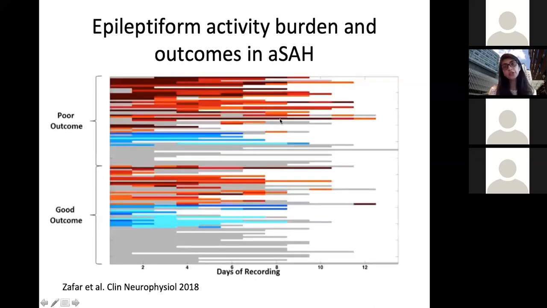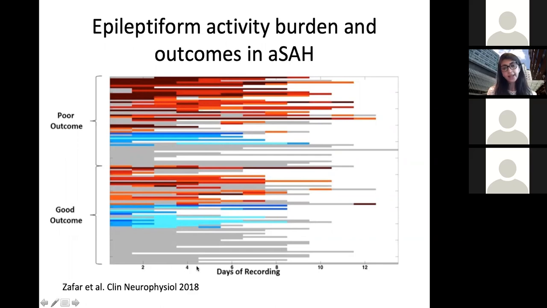Subsequent to this, we tried to determine whether not just seizures, but these other periodic and rhythmic patterns, LPDs, GPDs, are associated with worse outcomes in subarachnoid hemorrhage patients. And so in our cohort of 130 subarachnoid hemorrhage patients, we quantified the daily burden of epileptiform patterns, which we described as lateralized and generalized periodic discharges and lateralized rhythmic delta activity.